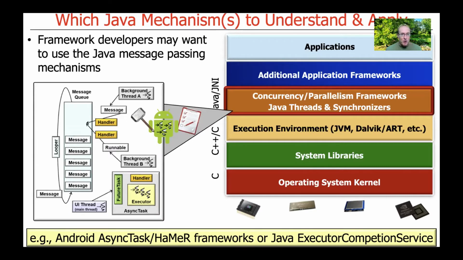If your job is to build frameworks, so if you're building something like, say, RxJava, or the Android AsyncTask framework or the Java Executor CompletionService, then you may want to use the message passing mechanisms that are built into Java, the ones that allow passing of objects between producer and consumer threads, for example, like ArrayBlockingQueue or LinkedBlockingQueue. So if you're a framework developer, and framework developers are building things, again, for app developers to use, you may want to use message passing.